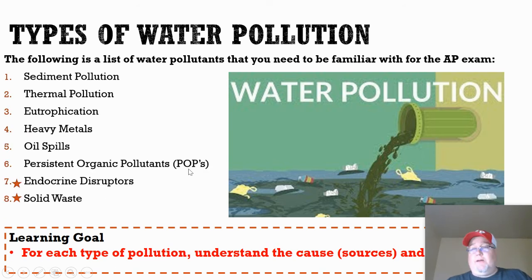categories of water pollution. We've already covered sediments, thermal pollution, eutrophication, heavy metals, oil spills, and we talked about persistent organic pollutants, otherwise known as POPs. Today, in this really short video, I'm going to cover endocrine disruptors. And then in the next video, I'll get into solid waste.